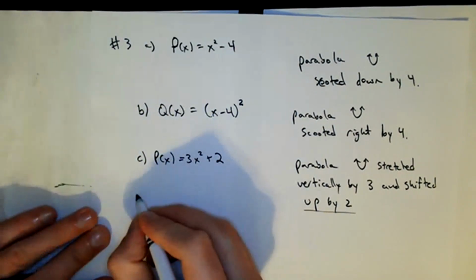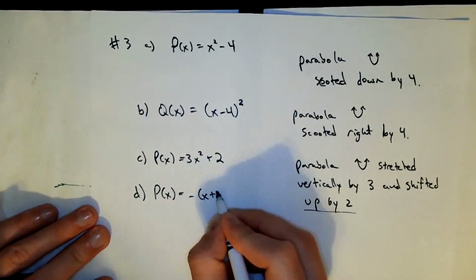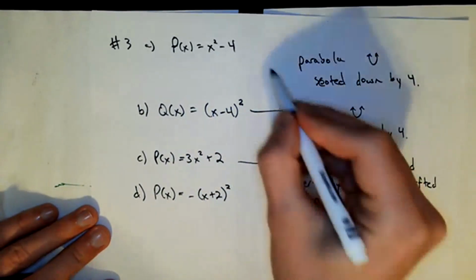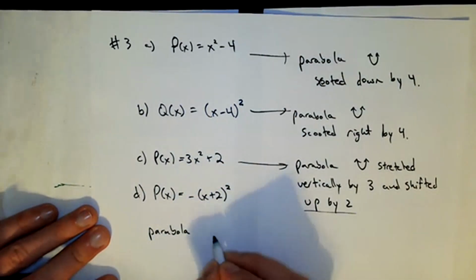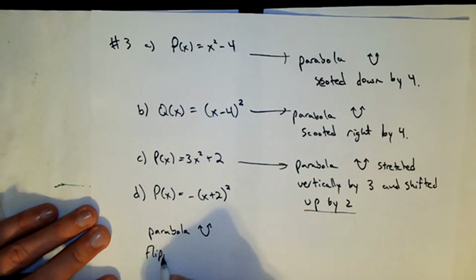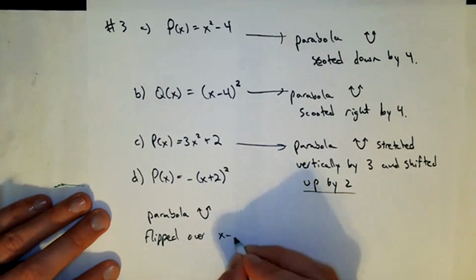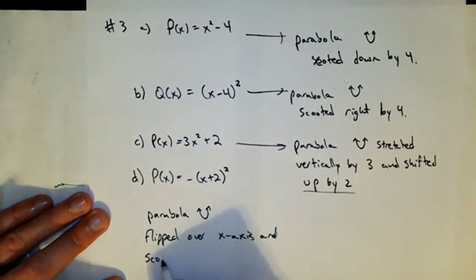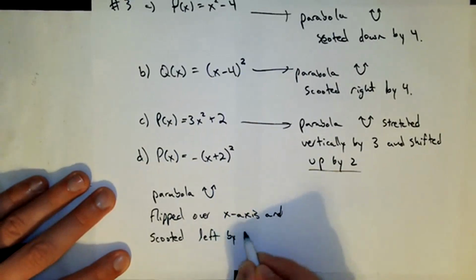Okay, so D, they call it P of x again. P of x equals negative of x plus 2, all squared. That's going to be, I'll write this one here, a parabola flipped over, so the negative outside means flipped over the x-axis, and scooted or shifted left by 2.